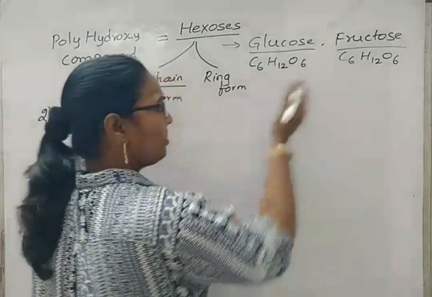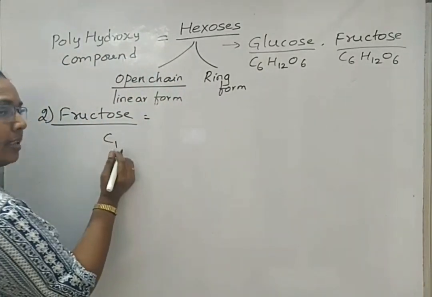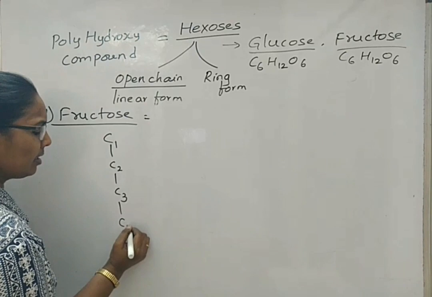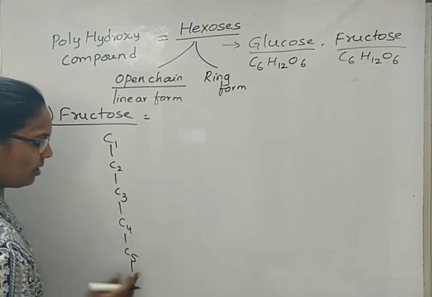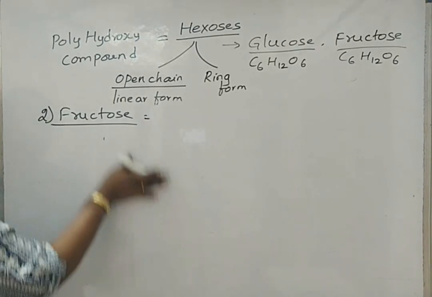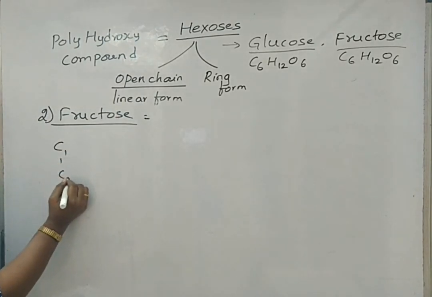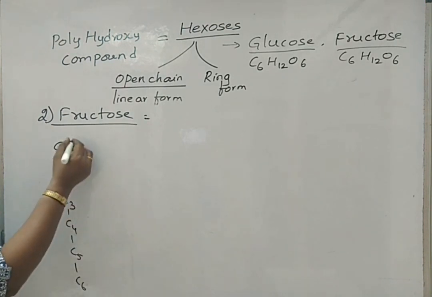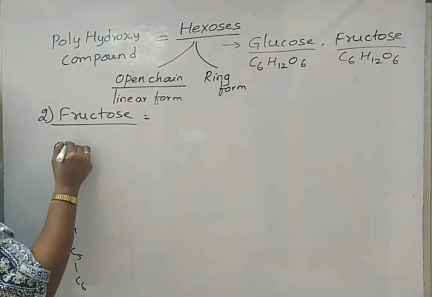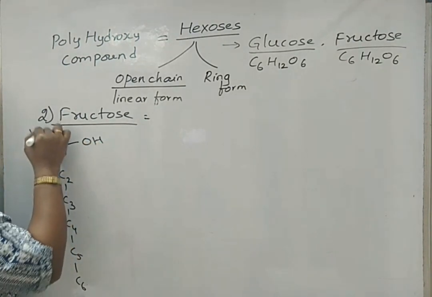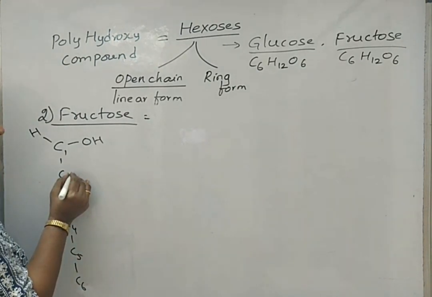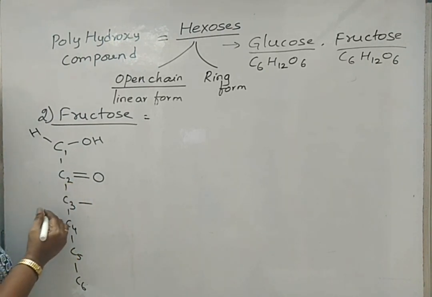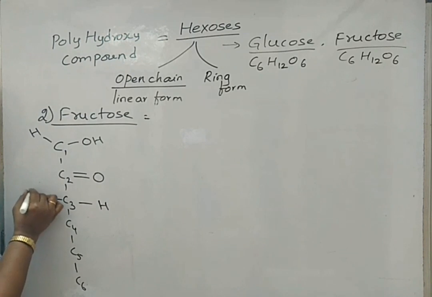The formula is the same. So we will represent the open chain form of fructose: carbon 1, carbon 2, carbon 3, carbon 4, carbon 5 and carbon 6. Here at carbon 1 there is normally OH and H groups like this. At carbon position 2 there is one ketone group. At carbon position 3, again same as that of glucose.